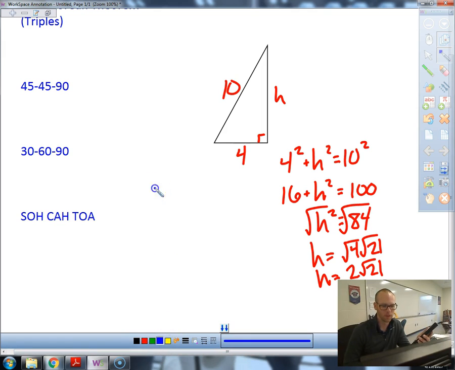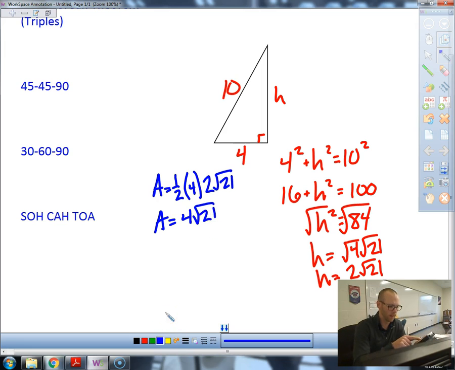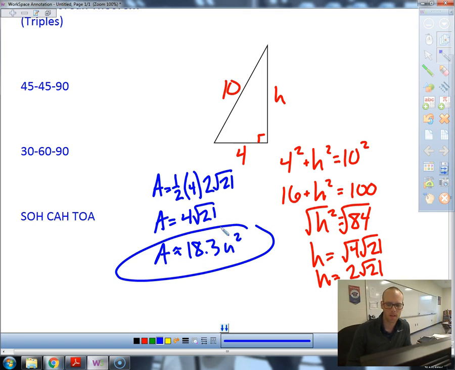So I'm going to come over here and find my area now by taking 1/2 the base, and the height is 2 root 21. Now simplify. Just ignore that square root for right now. 1/2 times 4 is 2. 2 times 2 is 4. The exact area of this triangle is 4 root 21. That's what I type in my calculator and approximate to the nearest tenth. 18.3 square units.